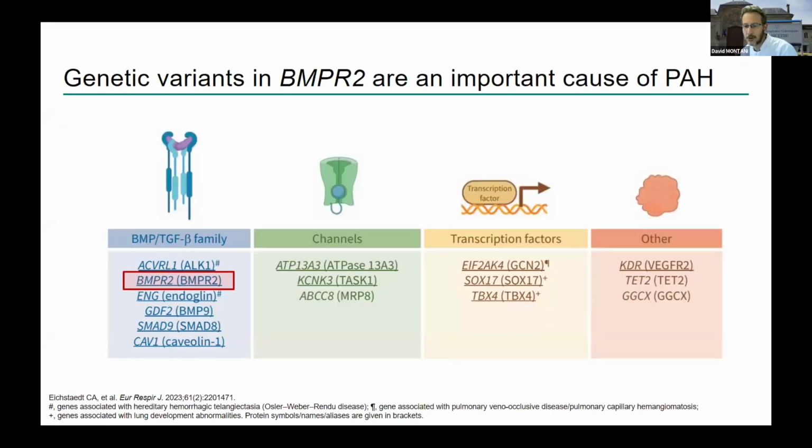Very briefly, we have a lot of genes that have been involved in heritable PH, where all these genes are considered to be associated with pulmonary arterial hypertension. And the most frequent mutation observed in heritable PH is the BMPR2 mutation, the first gene that has been discovered in the field of PH.